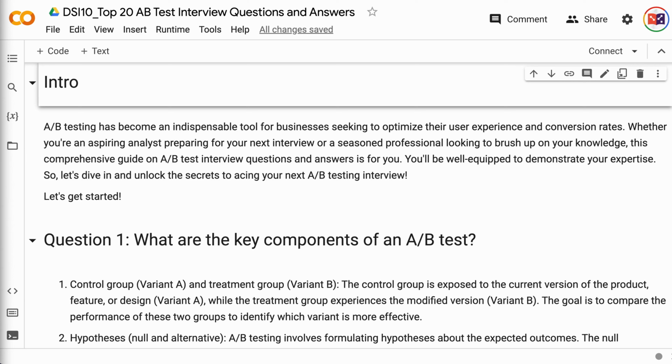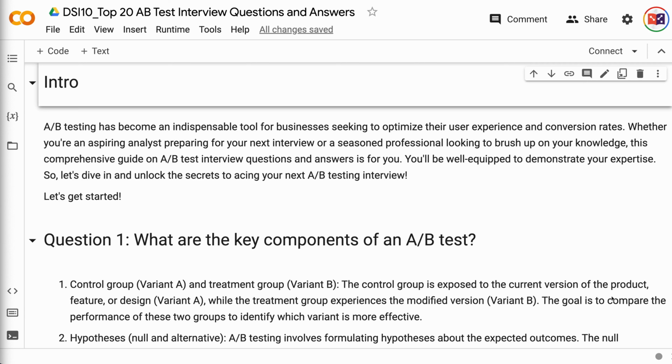Hypothesis testing has become an indispensable tool for businesses seeking to optimize their user experience. Whether you're an aspiring analyst preparing for your next interview or a seasoned professional looking to brush up on your knowledge, this comprehensive guide on hypothesis test interview questions and answers is for you. You'll be well equipped to demonstrate your expertise. So, let's dive in and unlock the secrets to acing your next hypothesis testing interview.